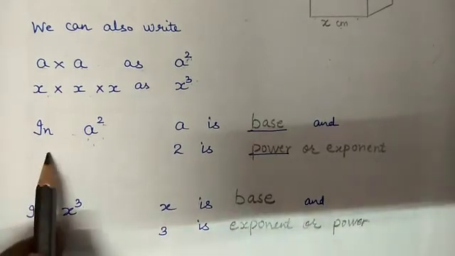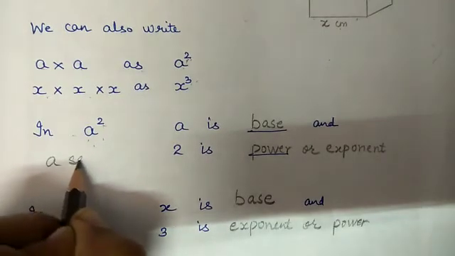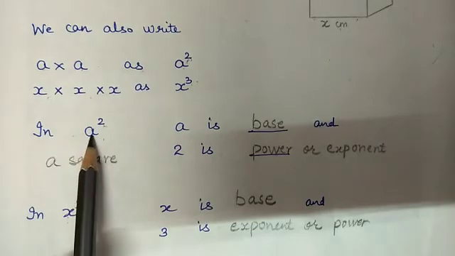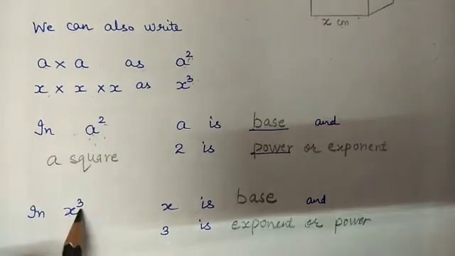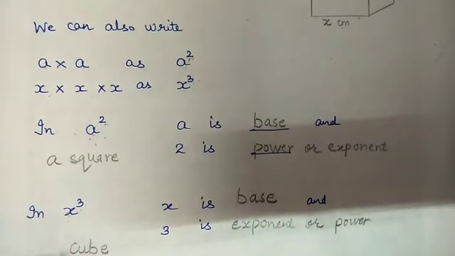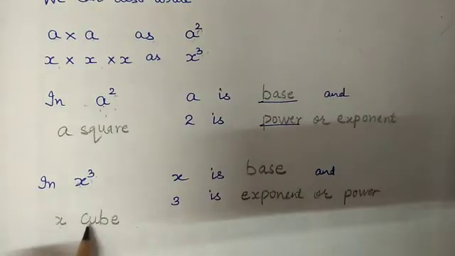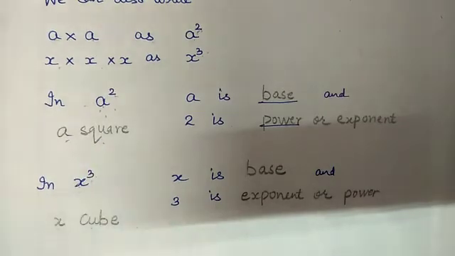When we say a raised to power 2, it means a square. That is, any literal number with power 2 is known as square, and if power 3, power is also known as cube. That is, it can be read as x cube. Here a square.